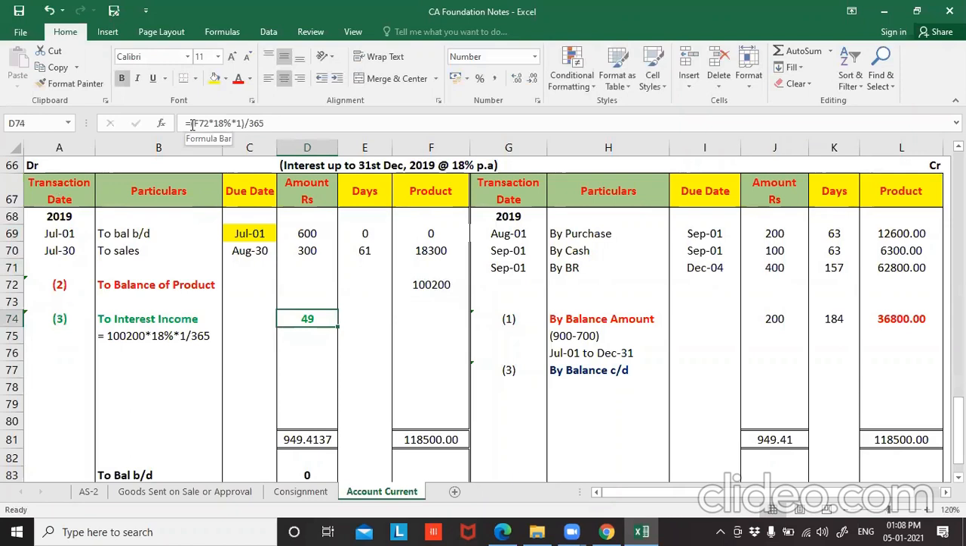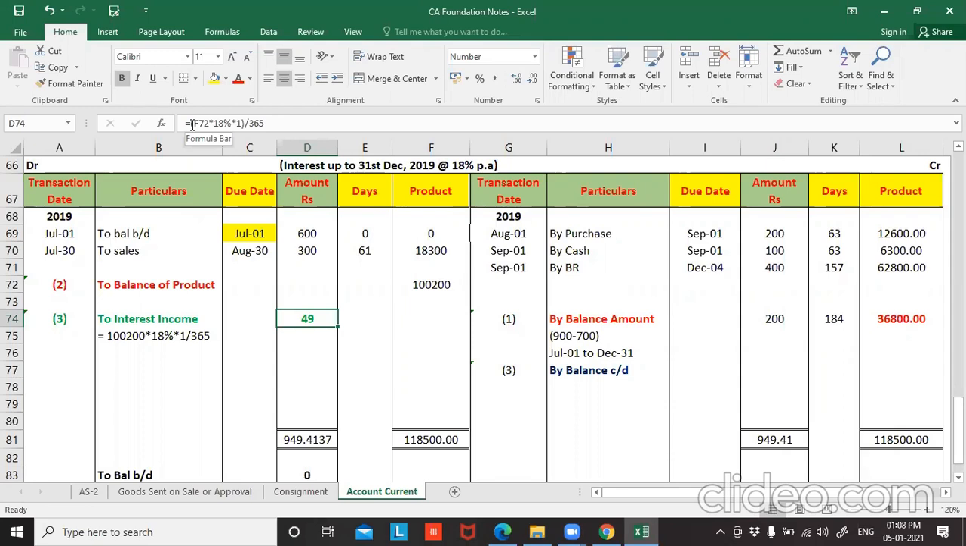49 rupees. The same interest we got in the forward method in the last class. Same 49. So whether you do backward method or forward method, guys, the answer will be same. You will record this third one as this 49. Now, guys, tell me, is this 49 interest receivable or payable?